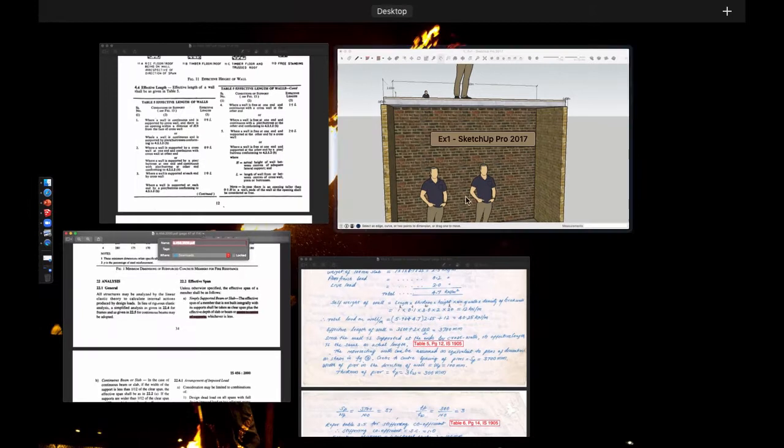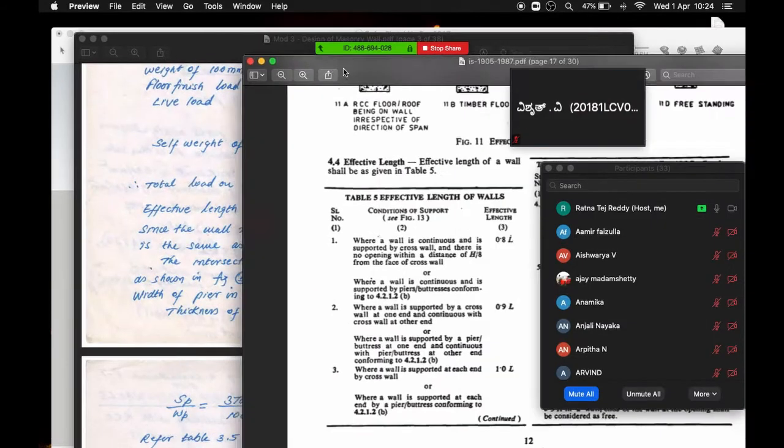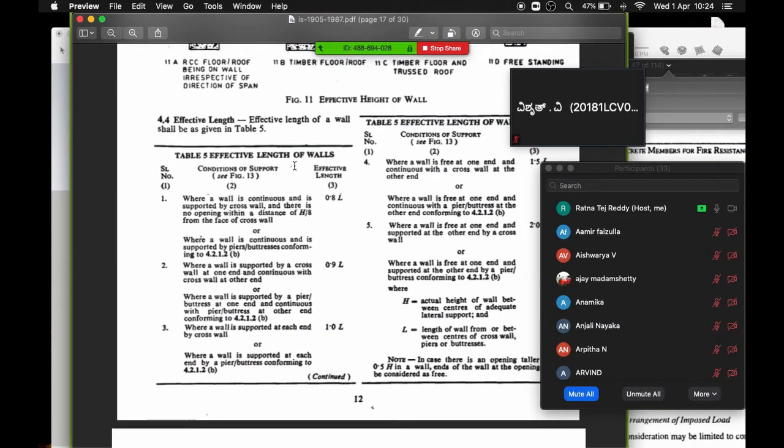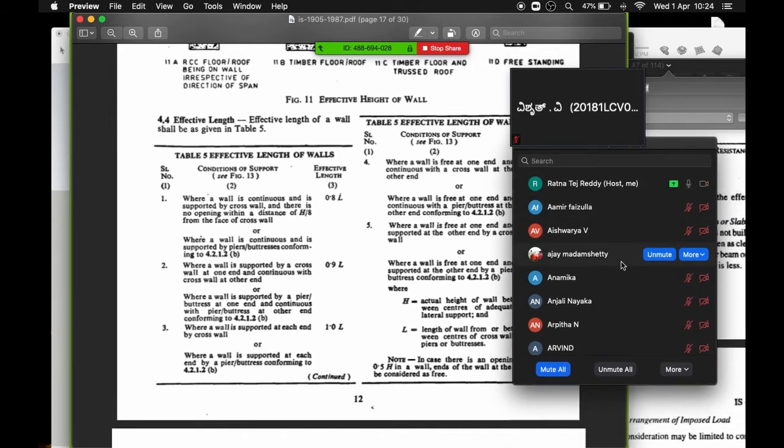Just a second, where is IS 1905? Yeah. So after you get the center to center length, we are going to apply table 5 in order to get the effective length of the wall.